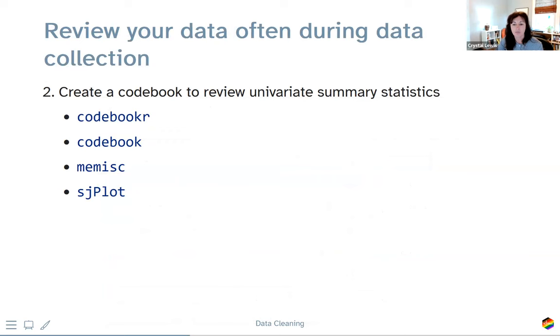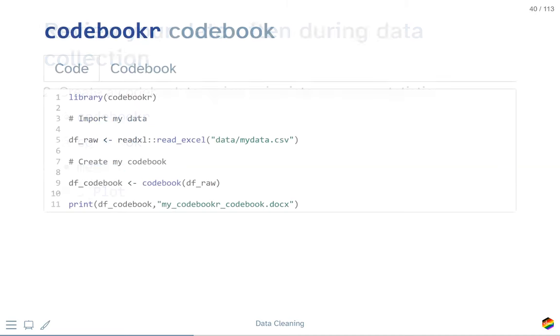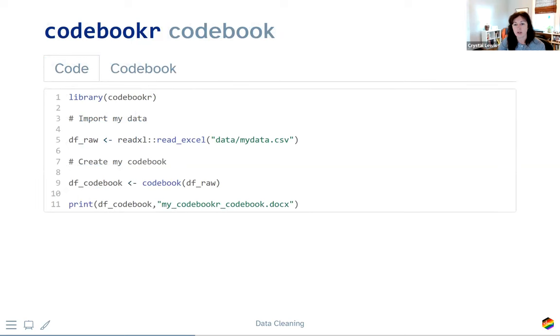But unlike validation, where we write code based on individualized criteria, for the most part, these codebooks provide similar out-of-the-box summary statistics that allow you to get a feel for what's going on in your data. Both the validation and the codebook methods provide you great information to help you better understand if your data is being collected as expected. So here is one example of a codebook using the codebook R package.